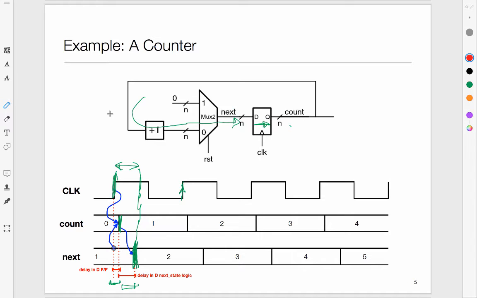Wires have delays because of what? Anyone? Why would a signal take delay through the wires? Capacitance. Okay, so firstly the speed of light, obviously, but it's resistance and capacitance.